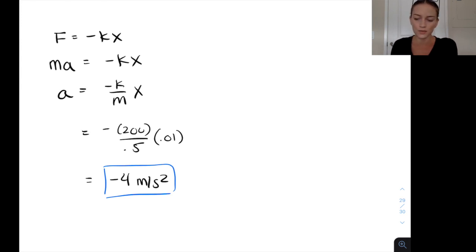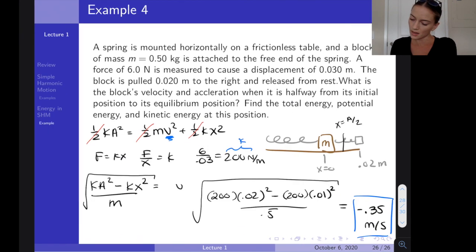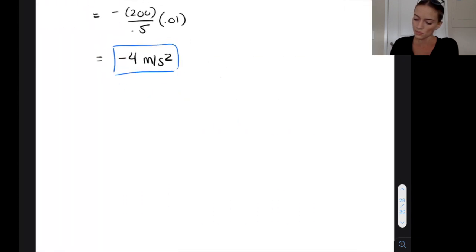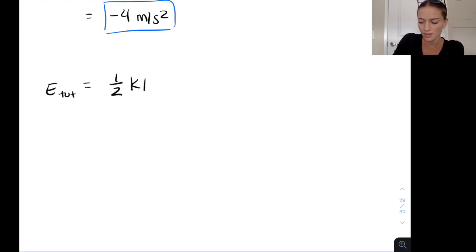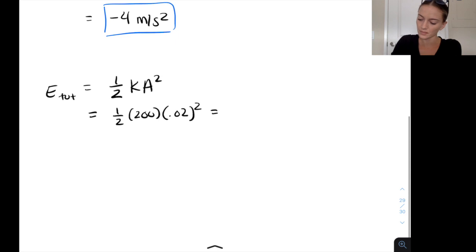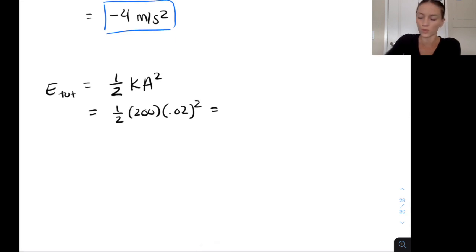And then we just need to find the total energy, potential energy, and kinetic energy associated with this halfway point. So let's do the total energy first. And this is easy. We're just plugging values into our equations. So we have 1/2 kA squared for the total energy. That's going to be 1/2 times 200 times the amplitude, which was 0.02 meters squared, and this gives us 0.04 joules.